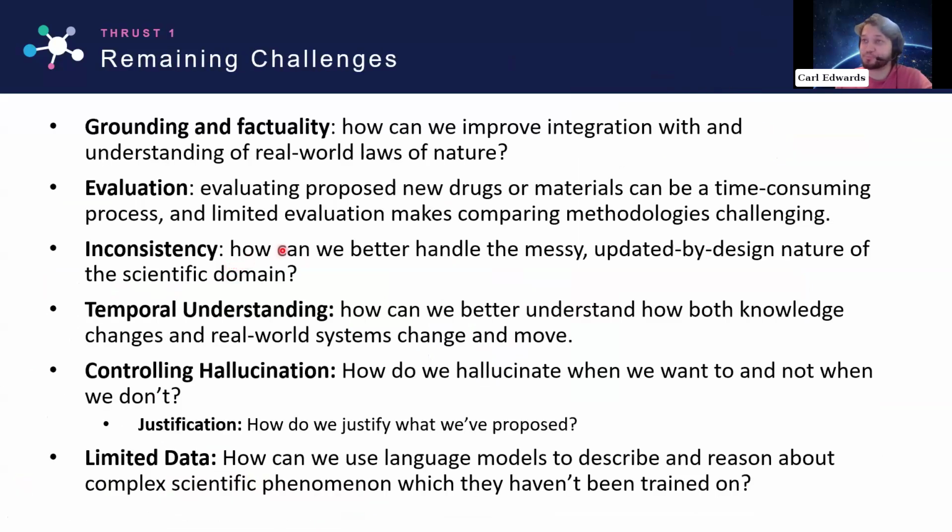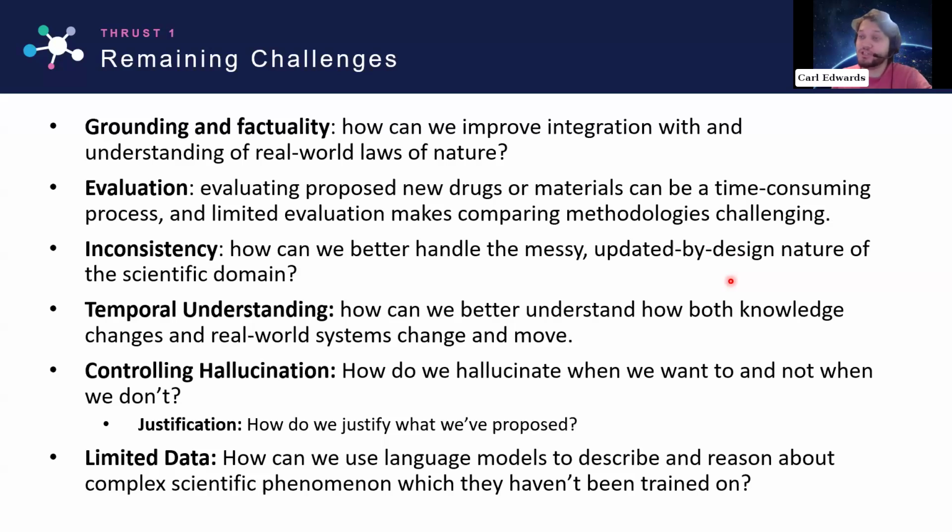So to conclude, first of all, there's a number of remaining challenges, of course. Key things I focus on are grounding and factuality. How do we actually evaluate if what we're doing is useful? There are problems, right, with inconsistency. And a key idea there is that the scientific literature is updated over time. That's how science works, but it presents challenges for training language models because it's not consistent and the model doesn't necessarily have a great way of figuring that out during the training process.